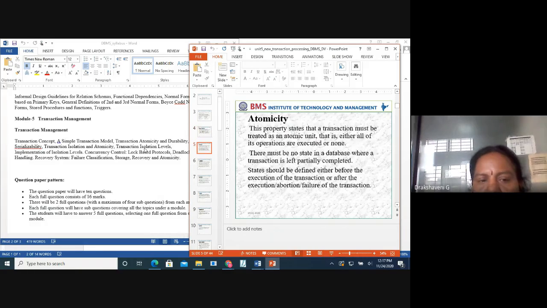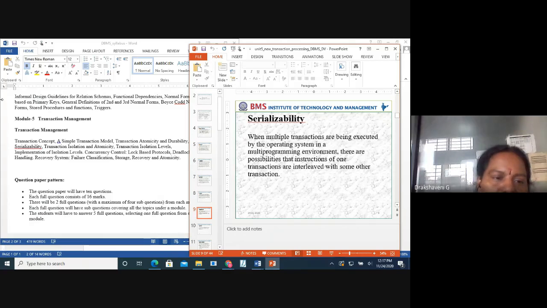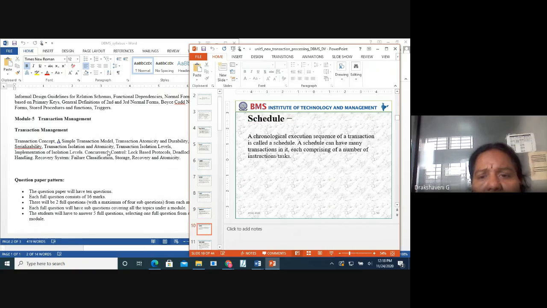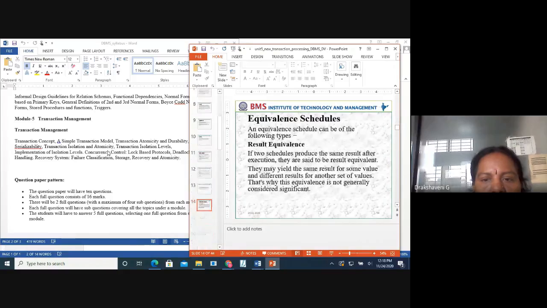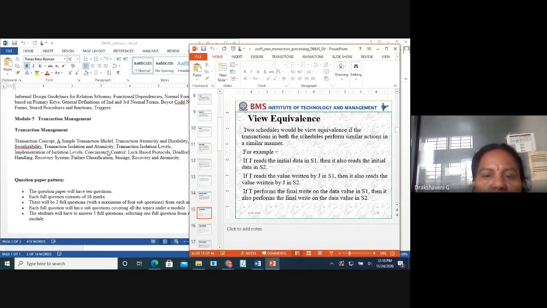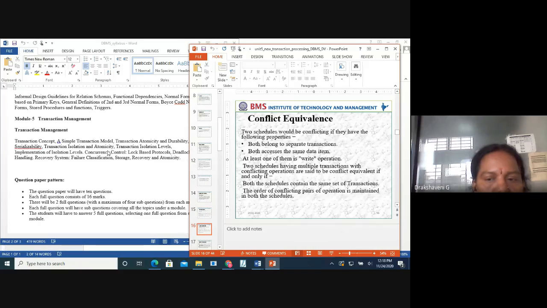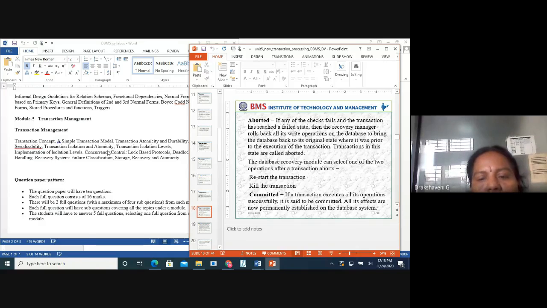That is atomicity, consistency, durability, isolation, and serializability. Along with that, we have seen transaction isolation and atomicity. Then the transaction isolation levels. In the isolation levels we have serializable schedules, and the serial schedule also. Then we started with equivalence of schedules, which comes under isolation: view equivalence and conflict equivalence. Then the states of a transaction, abort and committed.